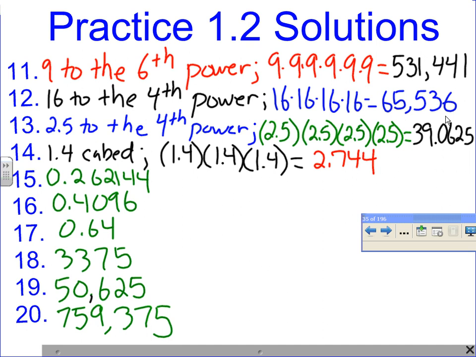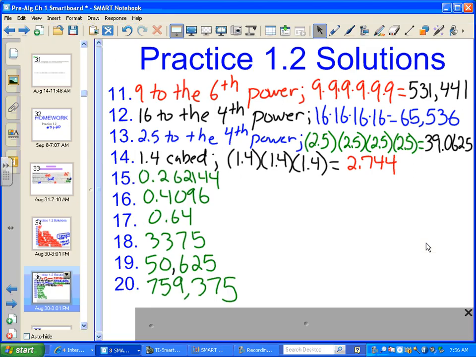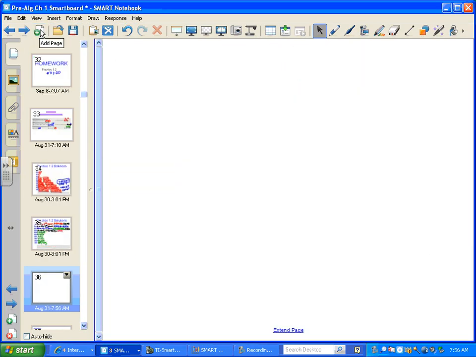Okay, thumbs up, thumbs middle, thumbs down. Thumbs up, that was super easy. Thumbs in the middle, little iffy. Thumbs down, you have no clue what you're doing. So it's a quick assessment for me. Okay, thank you. Okay, before we go back to our notes, I need everyone just to look at the smart board.